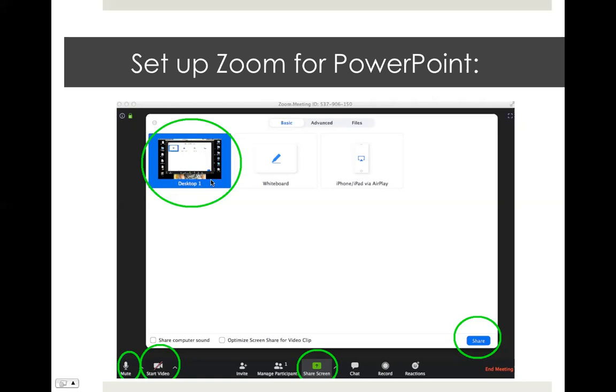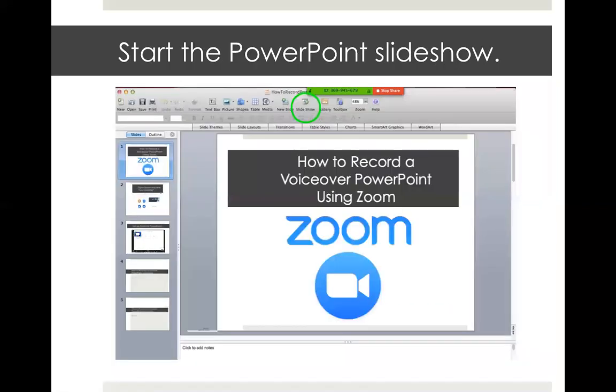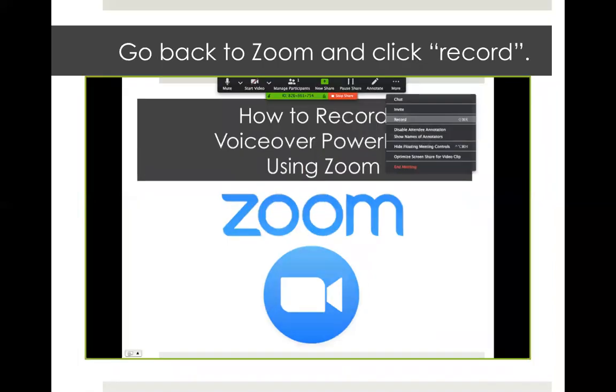I just clicked the desktop and then my share button. Then I went to my desktop or wherever you have your file, and opened the file folders as you normally would. I have a Mac, but it should look similar on a PC. Here is my PowerPoint file. I click that. Then once my PowerPoint's open, I click Slideshow to view. Then I start my PowerPoint.